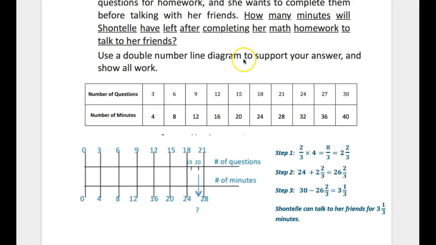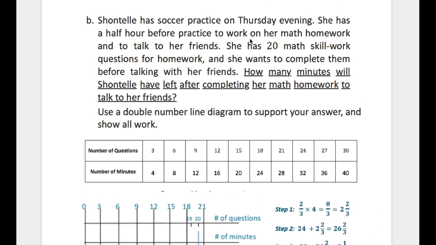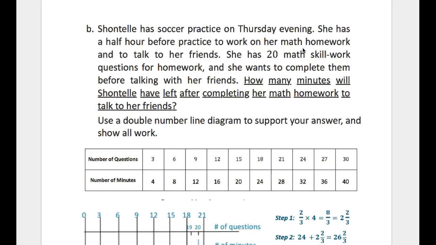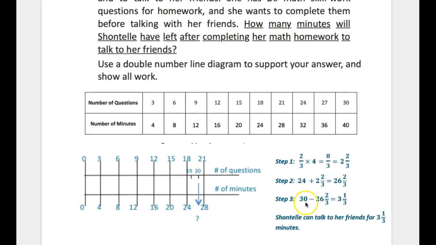However, the question said, how many minutes will Chantel have left after completing her math homework to talk to her friends? Well, if you go back to the beginning, it says she has a half an hour before practice to work on her math. So that's 30 minutes. And that's where this 30 comes from. We take 30 minutes, we subtract 26 2/3, and you should have 3 1/3 minutes. So Chantel can talk to her friends for 3 1/3 minutes.